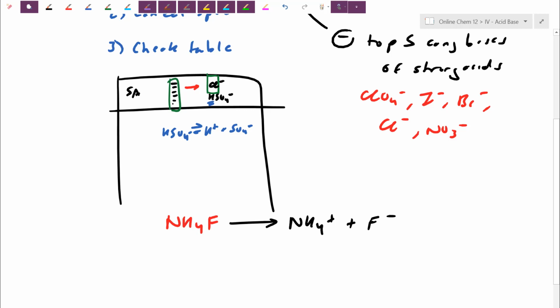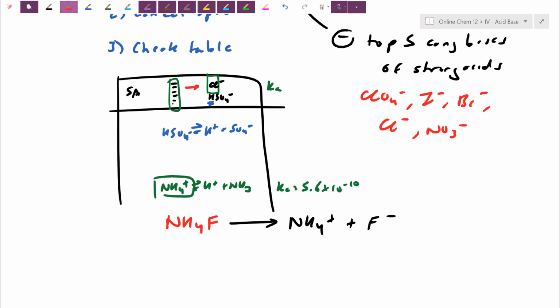But since both of them will hydrolyze, let's find where these ones are on the table. NH4+ is fairly down on the acid side. Its ability to be an acid, our table only lists Ka values, so that's perfect. I want NH4+ to be the acid. It tells me the Ka of my acid is 5.6 times 10 to the -10.